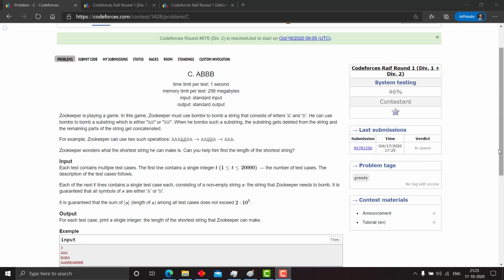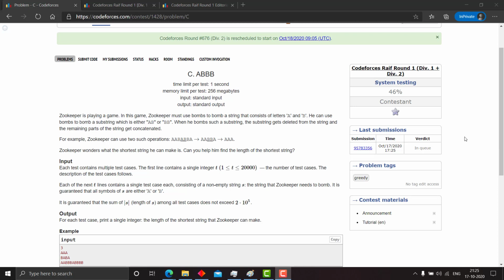This is a video tutorial of problem B, AB and BB, of Codeforces Round 1, Division 1 plus Division 2. So this was a very easy question. What you need to do is basically, Zookeeper is playing a game, and in this game Zookeeper must use bombs to bomb a string that consists of letters A and B. And you can use bombs to bomb a substring which is either AB or BB.